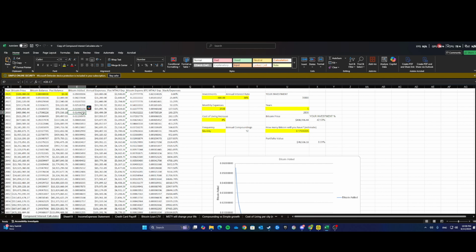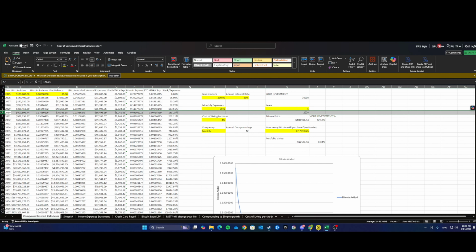This is how much Bitcoin you've added to your portfolio, I believe, from the previous year. And then everything else is steadily increasing as well, right? So that's if you were only able to put in $500 a month, which I think some people, hopefully most people, can put in a little more.